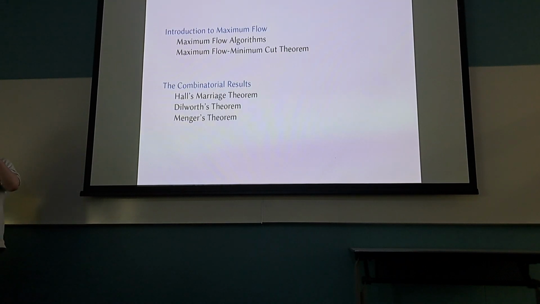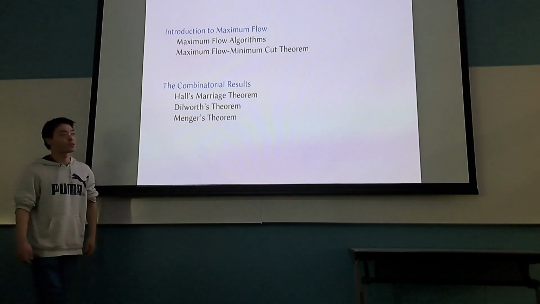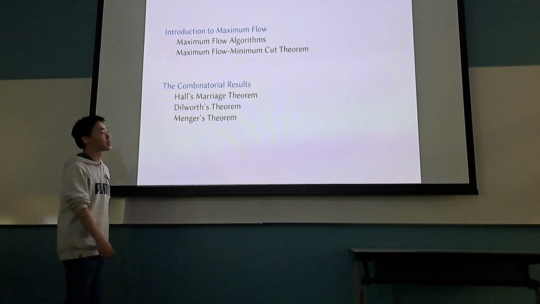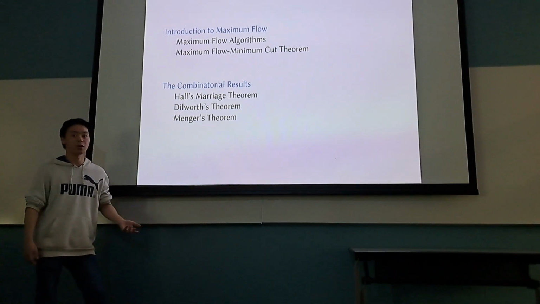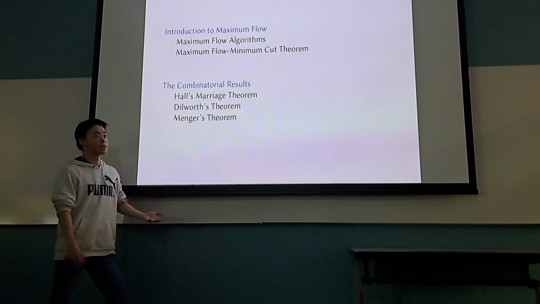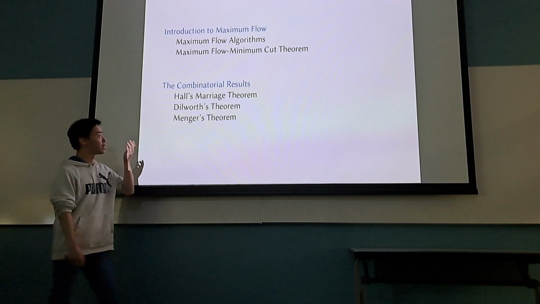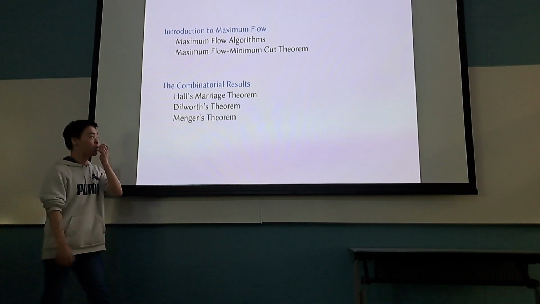Alright, let's get started. For the way that today's talk is going to be structured, we're going to briefly look over some basic ideas of maximum flow, and then we're going to get into the main results. We're going to be looking at Hall's marriage theorem, Dilworth's theorem, and we'll end it off with Menger's theorem.